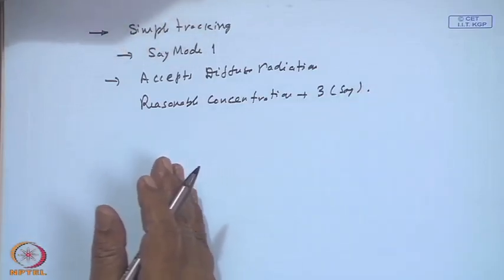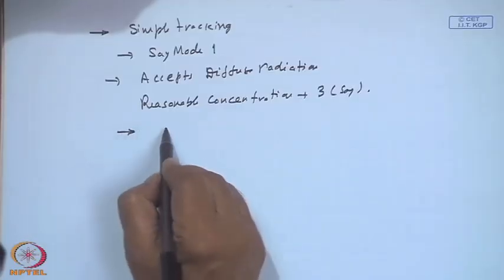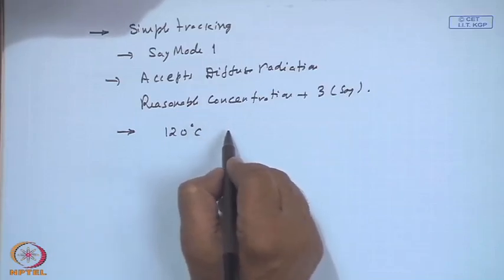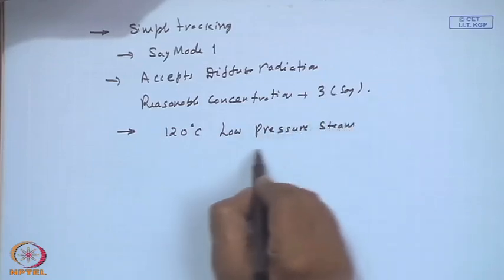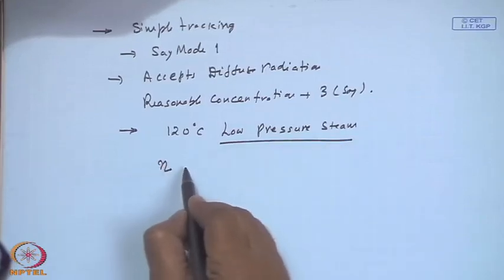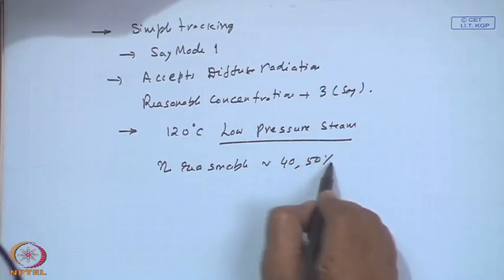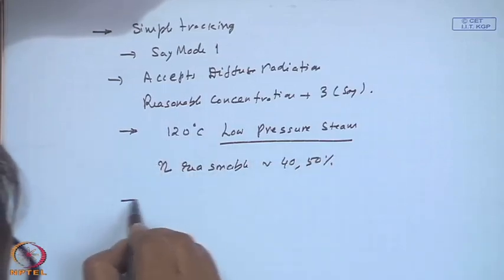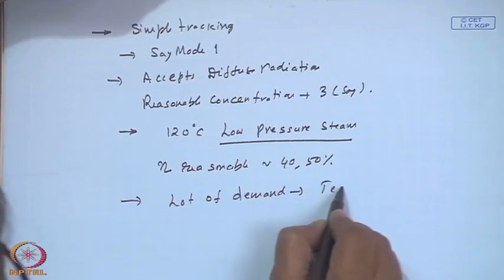Now, if you go for a very high concentration ratio with a so called compound parabolic collector, then your acceptance angle will become less and less. Consequently, it will not be accepting a lot of solar radiation entering beyond those angles. So, something like 3 is okay, which is good enough for 120 degrees C, let us say low pressure steam, at a reasonable efficiency, maybe let us say 40 or 50%, okay. And this also has got a lot of demand, particularly in textile industry.